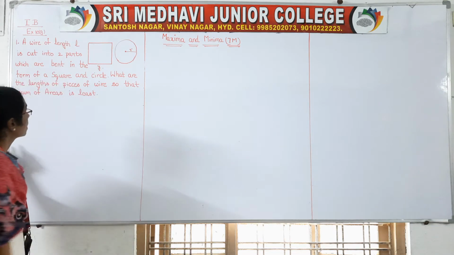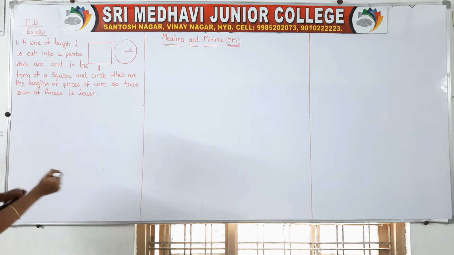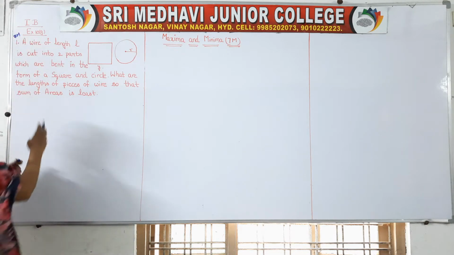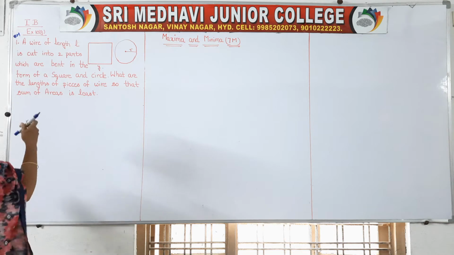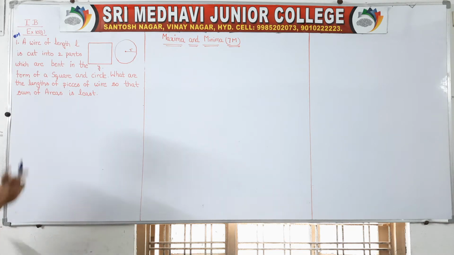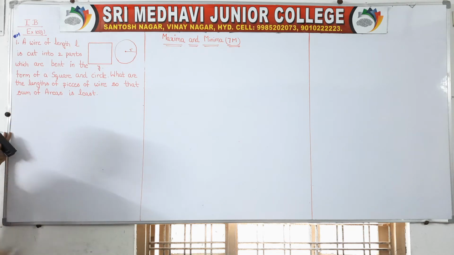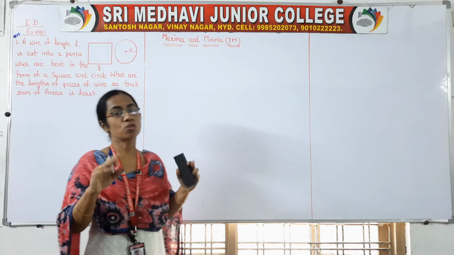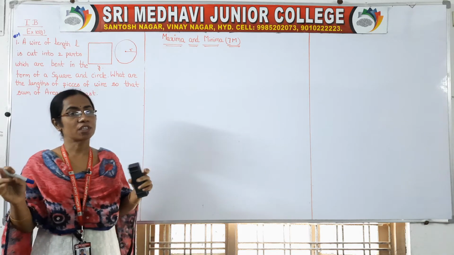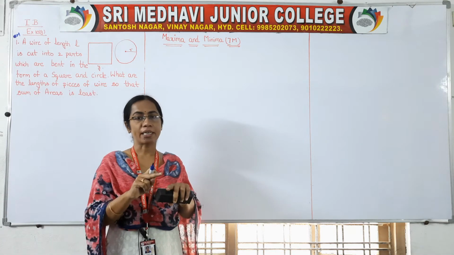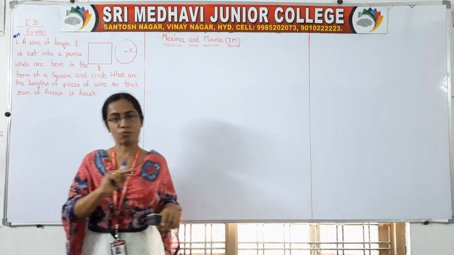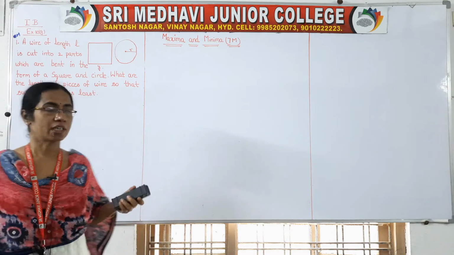So here comes the question, a 7 marks question. A wire of length L is cut into two parts, which are bent in the form of a square and a circle. One wire is there with you, and it is cut into two parts. After that, one part is bent into square form, another part is bent into circle form. So with wire we can do it, isn't it?